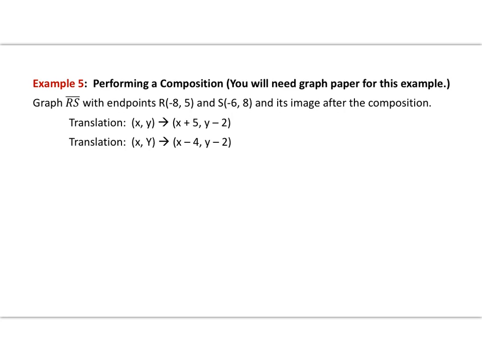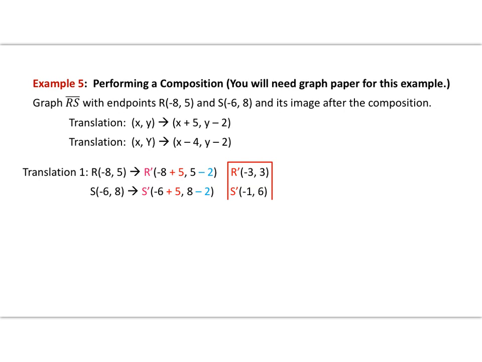So for this first translation, I will add 5 to the -8, resulting in a -3. I will subtract 2 from the 5, resulting in 3. So R prime is located at -3, 3. S is going to be located at -1, 6 with the same transformations.